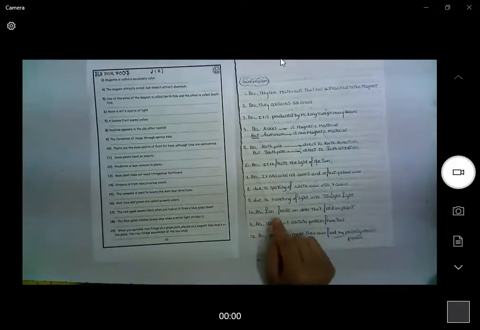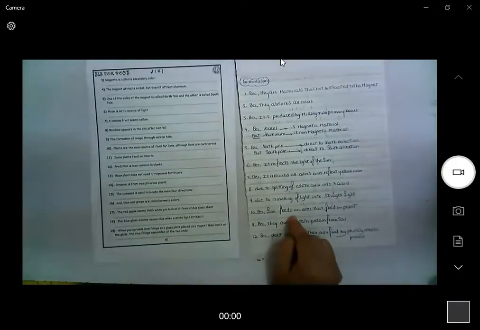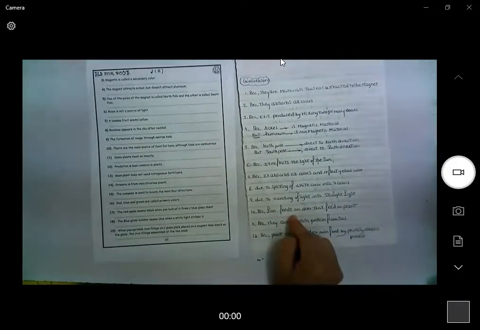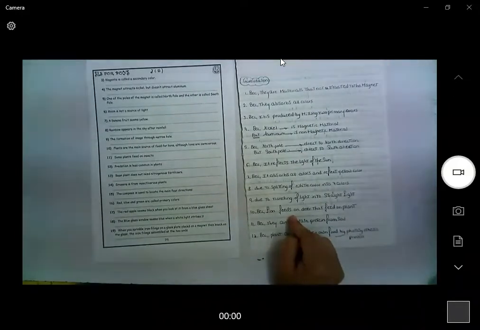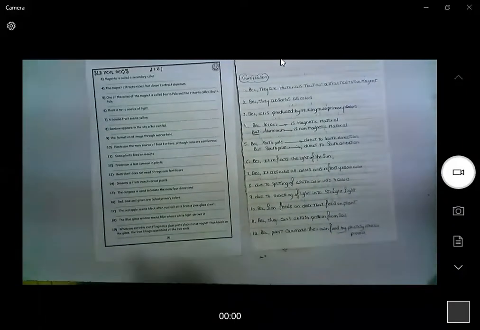Because lions feed on deer, and of course you know the deer feed on the plant. Again, because the lion feeds on the deer that feed on the plant, the lion feeds on the plant indirectly. It takes the plant through the deer. When the lion eats the deer, it gets the plant from the deer indirectly, okay?